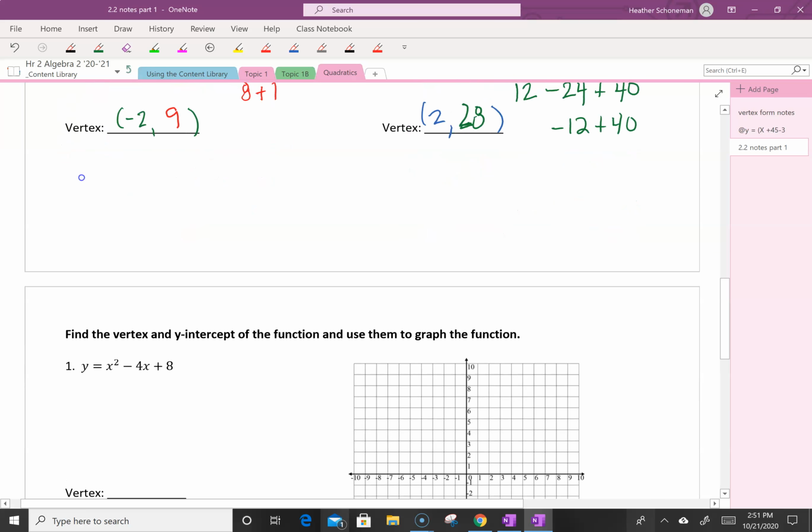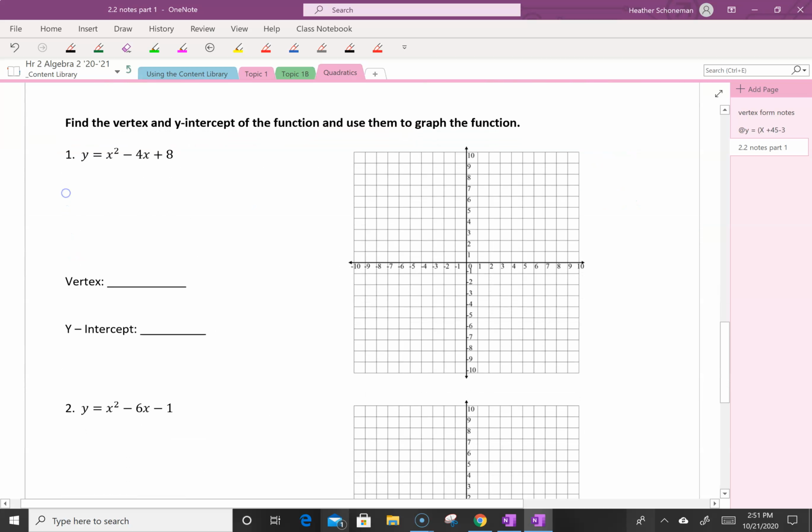All right, now we're going to do this and graph it. So the first thing you have to do is find the vertex. So same thing that we've been doing. To find the x-coordinate of the vertex, we're going to do the opposite of b, which is 4, over 2 times a, which is 1. So that gives me 4 over 2, which is 2. So my vertex is going to be 2 something. Now I need to take that and plug it in.